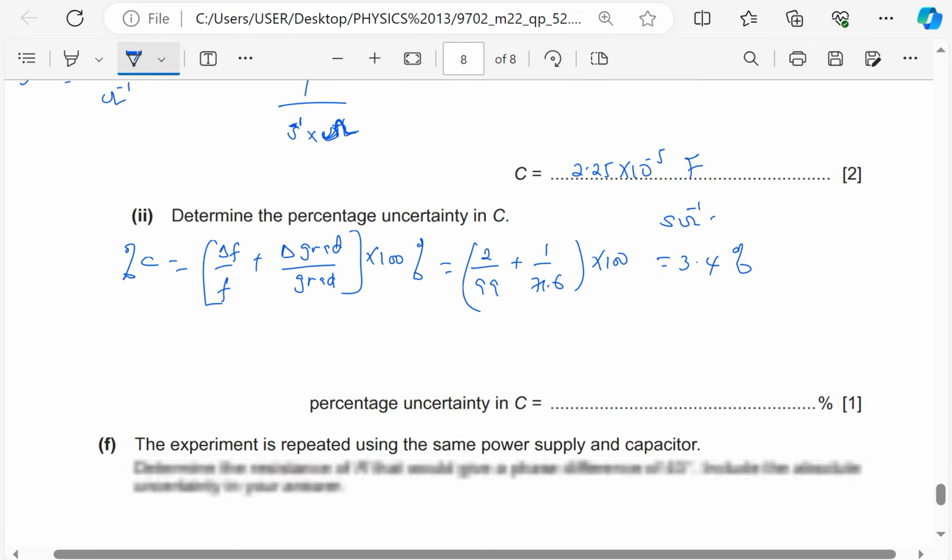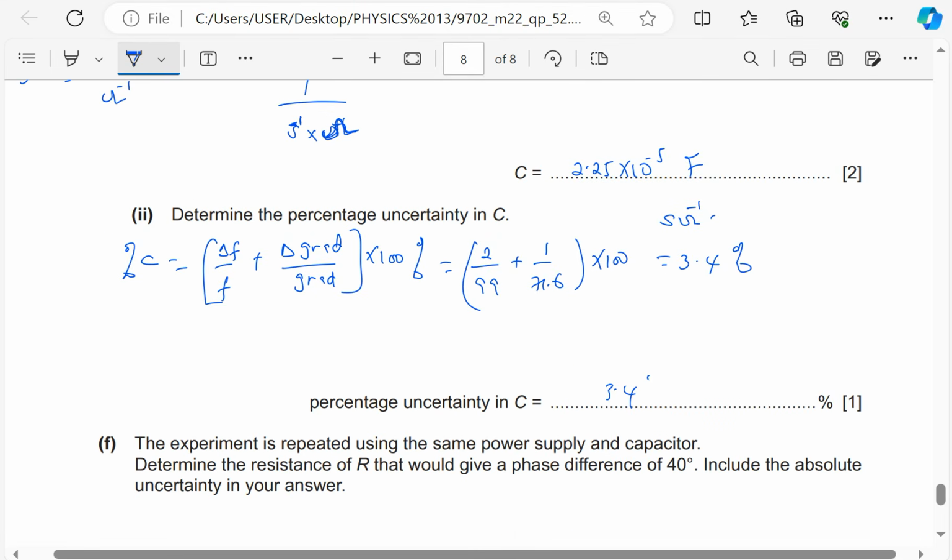3.4%. So the percentage uncertainty is 3.4%. This is the easiest method. Alternatively, you can find the maximum of C, which would be 1 over 2 pi times F maximum, then times gradient maximum. Then you subtract from the value of C that you obtained. So this is another method.